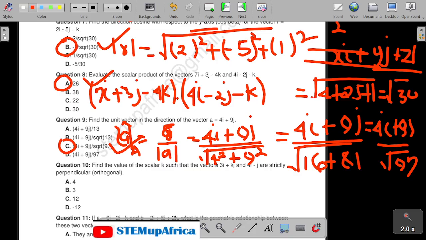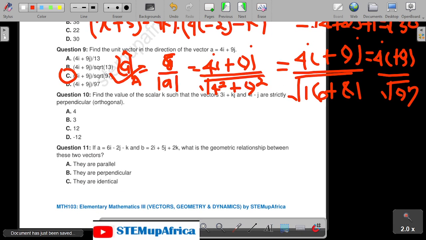Then let's go to question number 10. Say find the value of the scalar k such that this and this are strictly perpendicular. Perpendicular also means they are orthogonal. It means that the dot product of the two must be 0. That's what it means. The dot product of the two expressions must be 0.